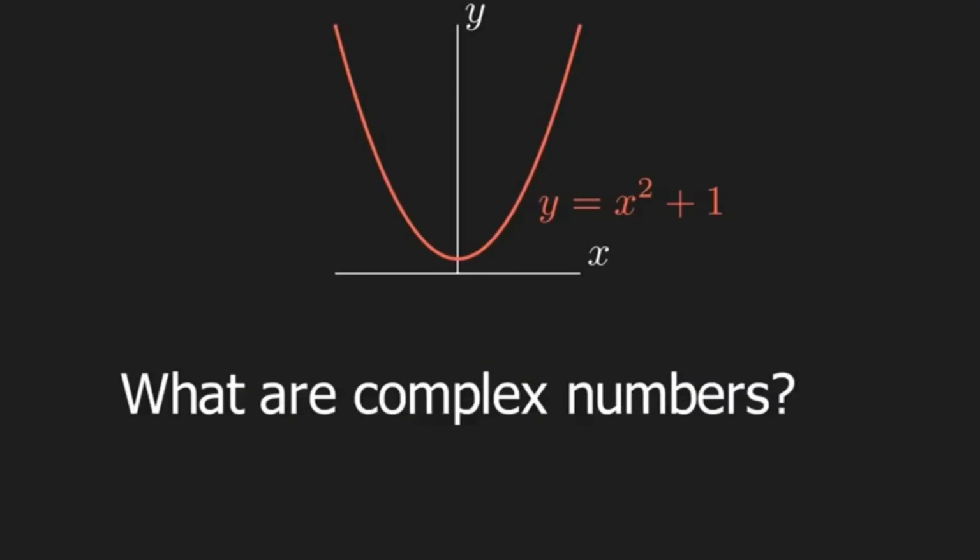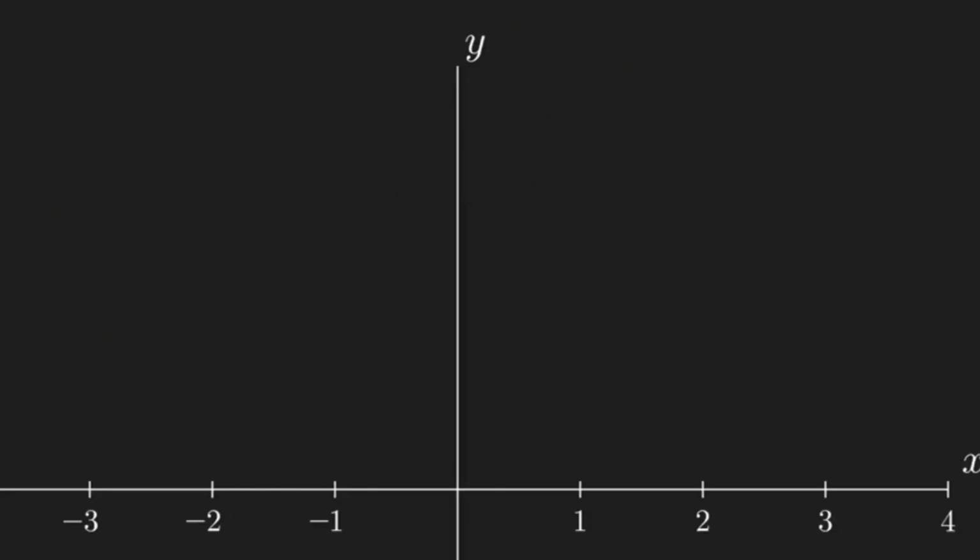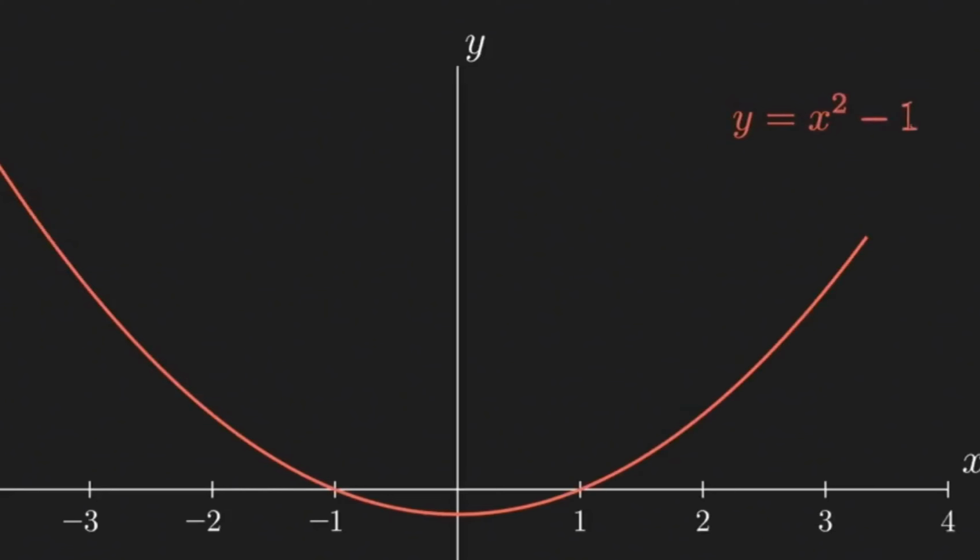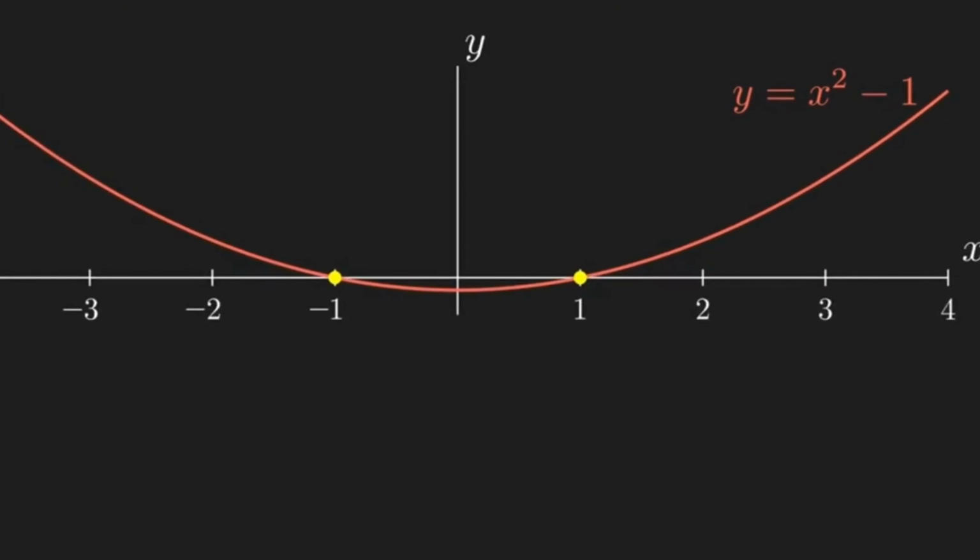What is a negative number? Maybe you're looking for the roots of a quadratic equation. For example, x squared minus 1 is equal to y. Negative 1 and positive 1 are the roots. You can also find these by setting y to 0 and rearranging. But what about the other equation?